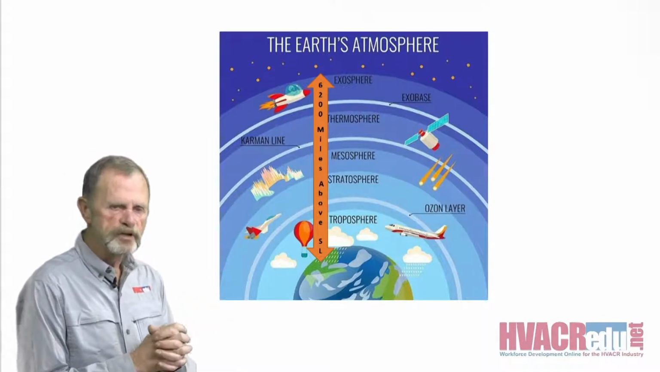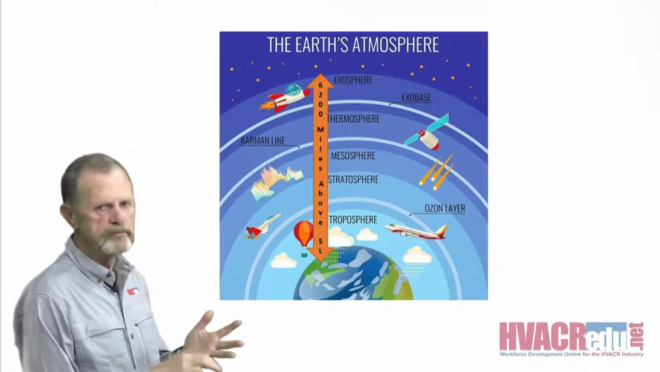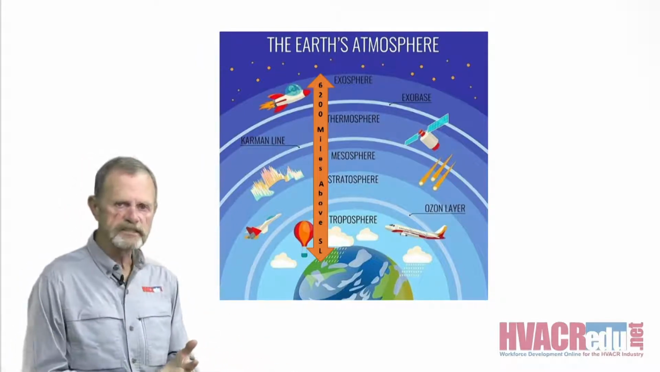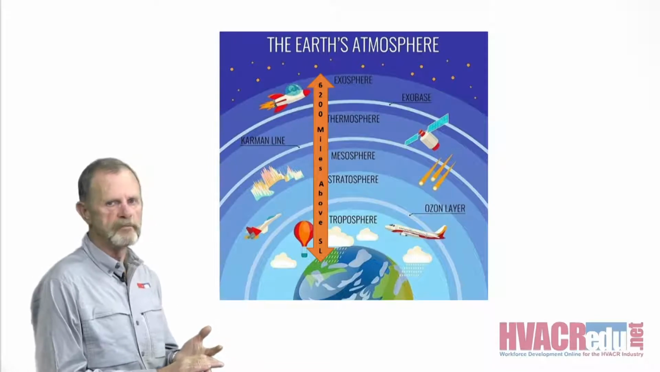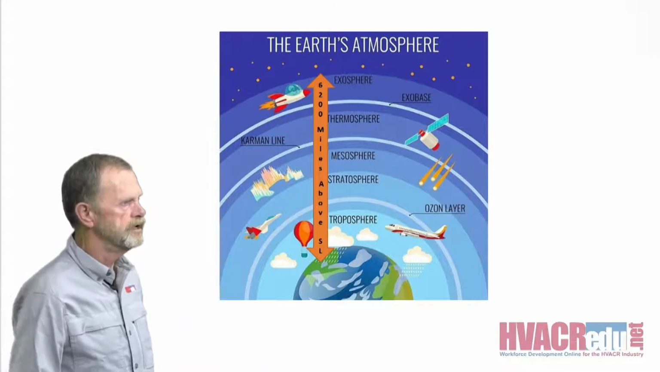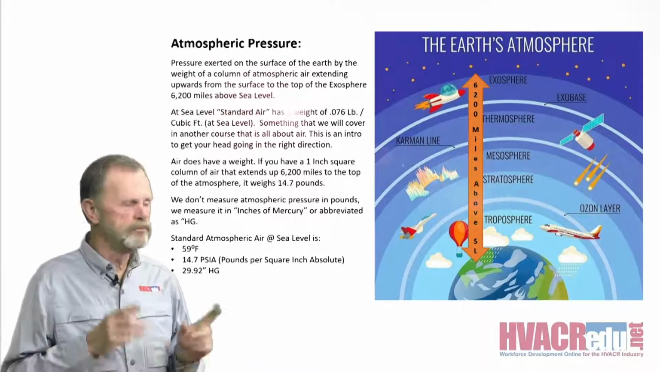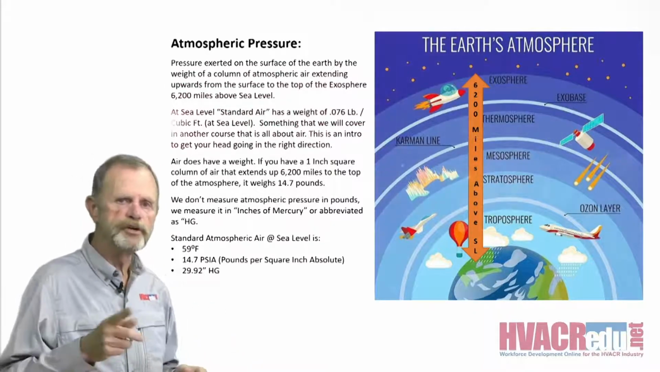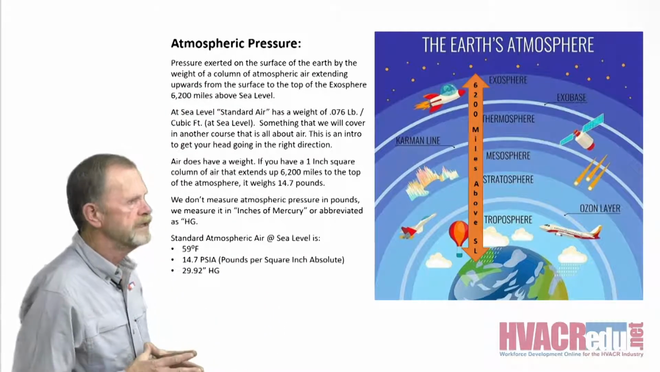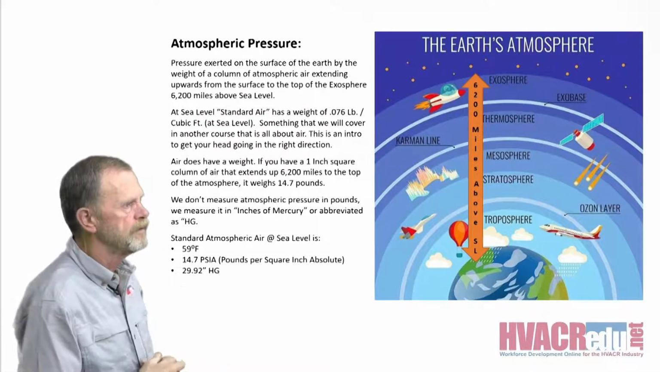Exosphere is the top level that still has something in it. And when I say something, I'm talking about atmospheric gases, like oxygen, nitrogen. Those types of gases are still existing there, but there are not much of them. But they have to be considered in the big scheme of things. At sea level, standard air has a weight of 0.076 pounds per cubic foot. So I've got a cubic foot of air like that. That's 0.076 pounds. At sea level, don't forget that.